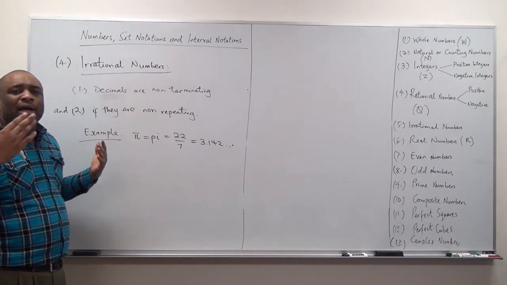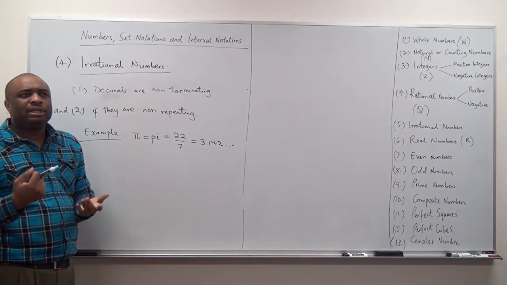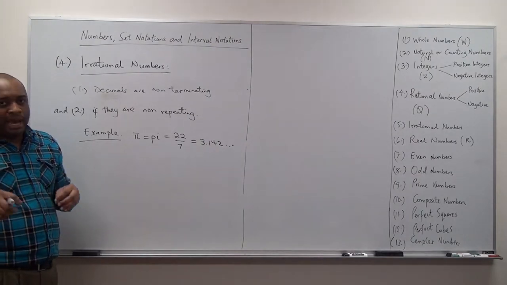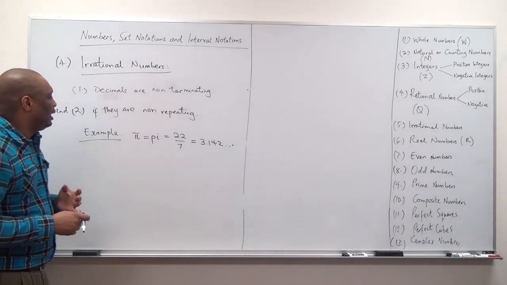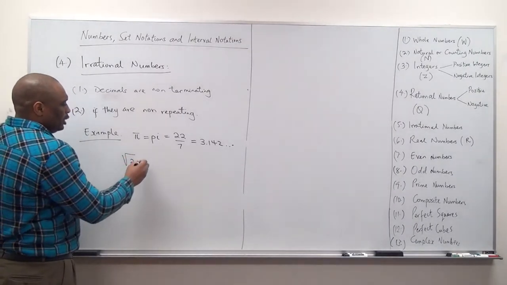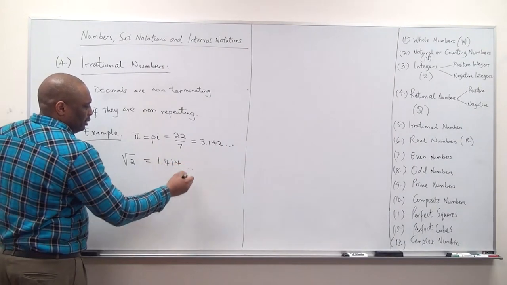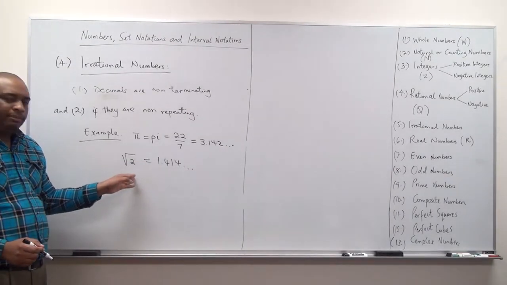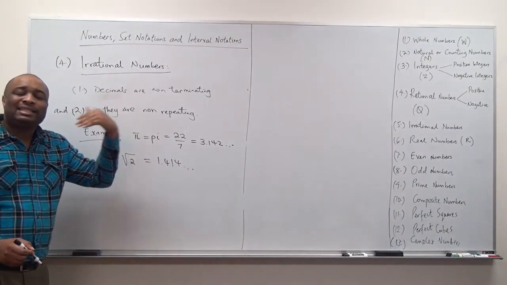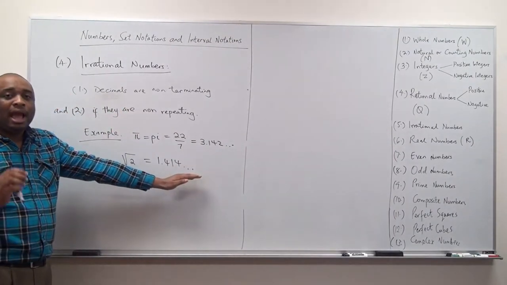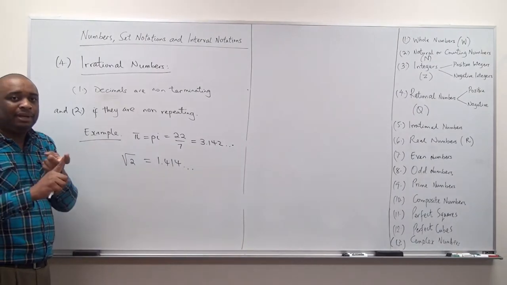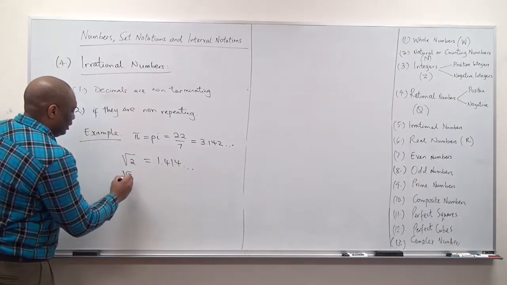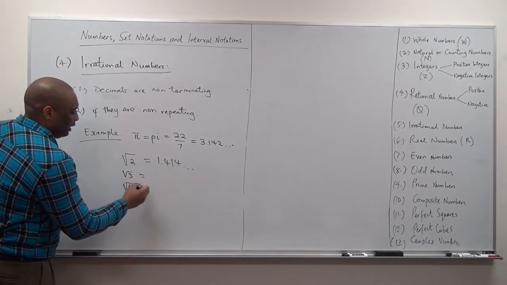Another good example are your radicals. If you have the square root of anything that is not a perfect square, that is an irrational number. I know some people will ask me, what do I mean by perfect square? Now, assuming you have the square root of 2. The square root of 2 gives you 1.414, and you keep going. This is an irrational number. It is not a rational number. It is continuous, and it does not repeat. It does not terminate, it does not repeat. So it is irrational. If you have the square root of 3, the square root of 5, they are all irrationals.